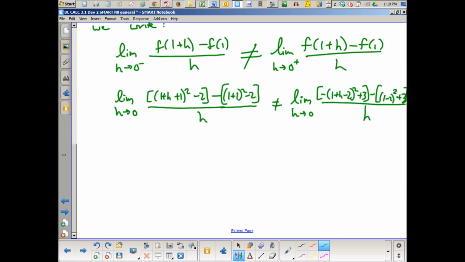And you'll see if you work all this out that one side comes out to 4 and the other limit comes out to 2. Those are different slopes. So we showed that 4 is not equal to 2. In other words, you can work it out if you want. It's kind of a lot of work.